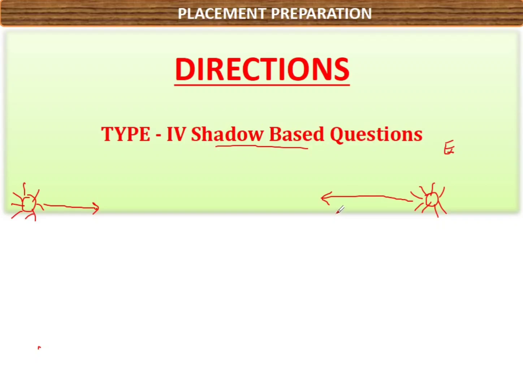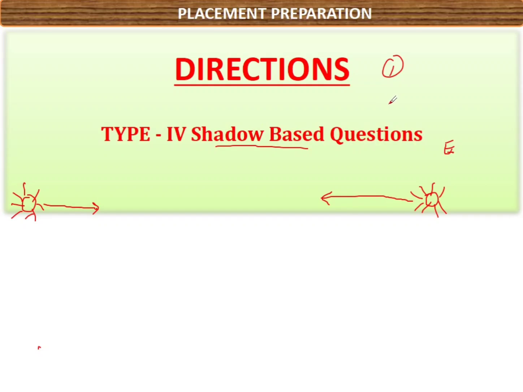Anybody's shadow on this earth. Morning time, sun will be in east direction. Shadow direction will always be opposite of sun's direction. That's why anybody's shadow on this earth, morning time, will always fall towards west direction. Evening time, it will always fall towards east direction. Keep that in brain. That's the first point.